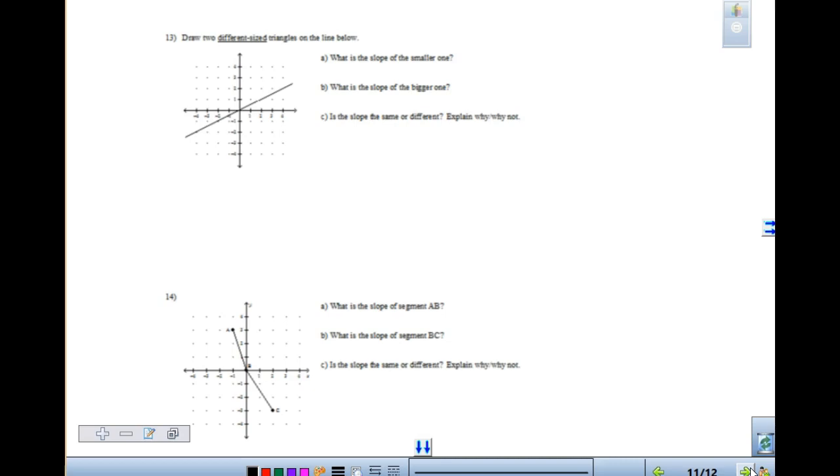There is one more page, 13 and 14. So there are 3 pages to this assignment. We will get your quiz back tomorrow.